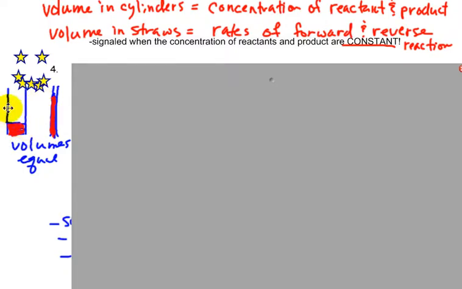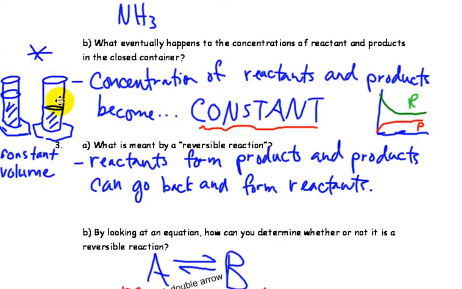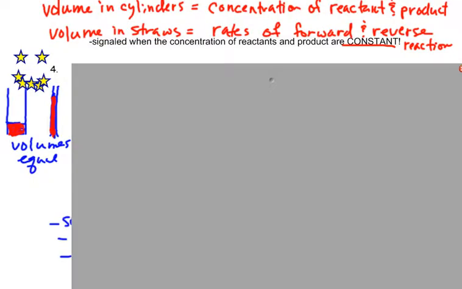So the levels are different because of the diameter of the straws, but we get to a point where the forward reaction and the reverse reaction are the same, and that's what made the volume in the cylinders stay constant, because I was transporting the same water back and forth, the same volume. So the volume in the cylinders represents concentrations of reactant and product. They stay constant. The volume in the straws themselves represent the rates of forward and reverse reaction, which of course are equal.